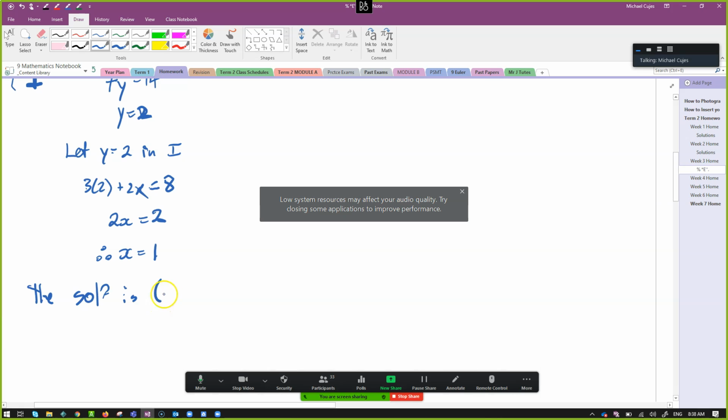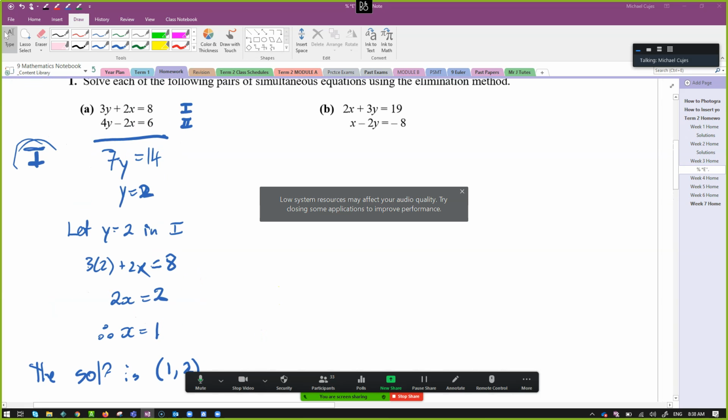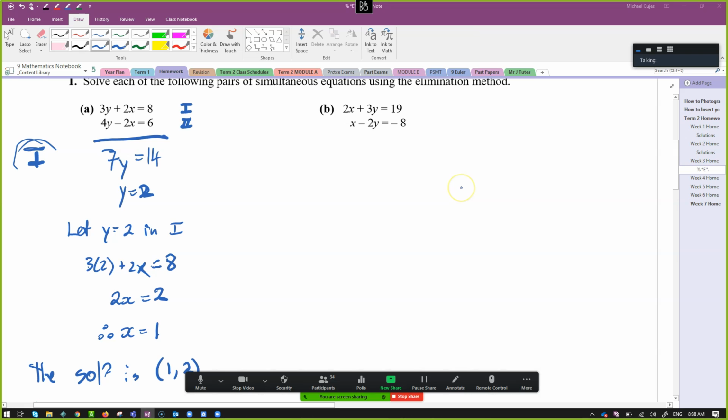The simultaneous solution is 1, 2. Check it, make sure it works for you. You go back up to the original equations, and if I put 1 in for x and 2 in, we know the first one works. 8 minus 2 will give me 6, so we know we're right. Okay. On to the next one.